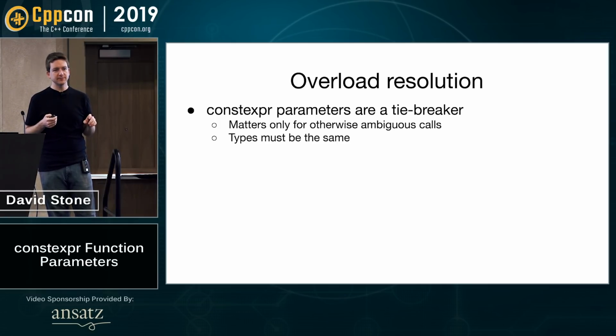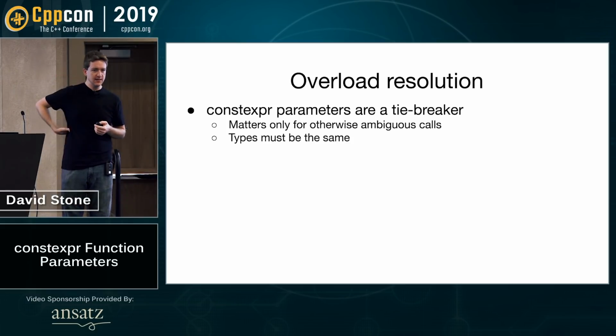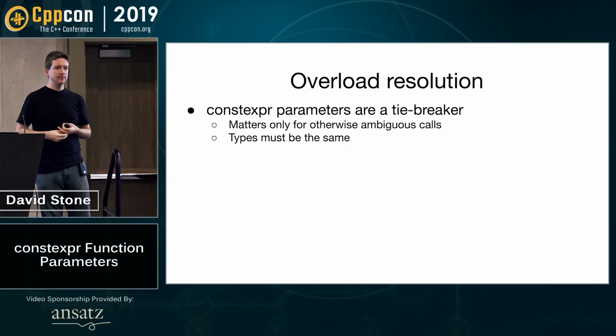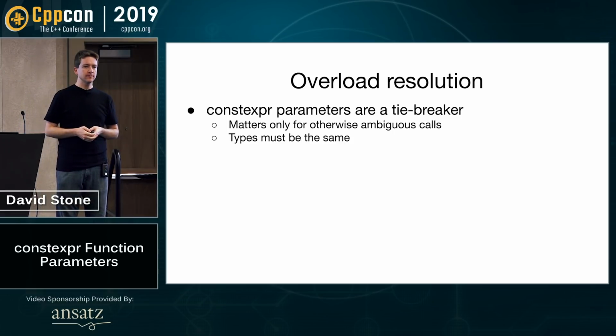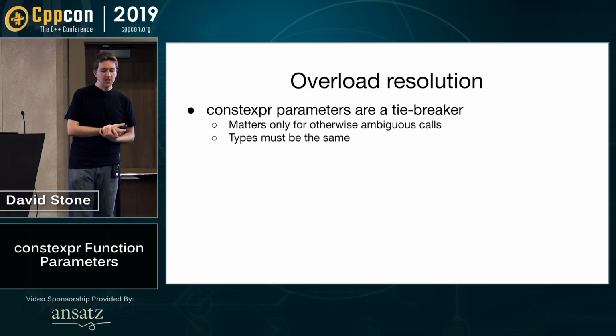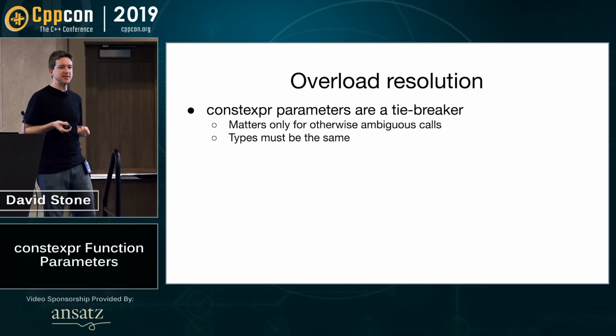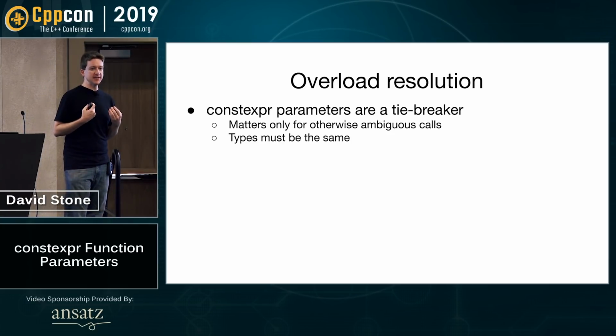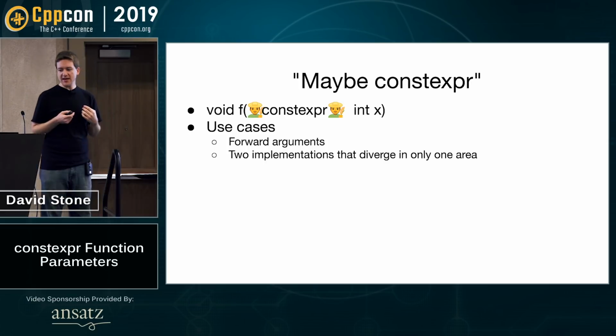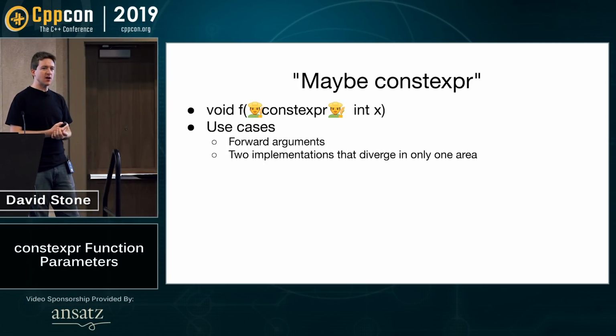Yes. If I can have two overloads of a function, one with constexpr param and the other one without, then doesn't that satisfy the thing that maybe constexpr is trying to do? Oh, okay, yes. So the question was, if I can have two overloads of the function, one with constexpr and one without, doesn't that satisfy the same sort of problems? Yes. All of the problems that can be solved with maybe constexpr can be solved with constexpr overloading, but not always easily. So if we go back to this list, consider the case of forwarding arguments.